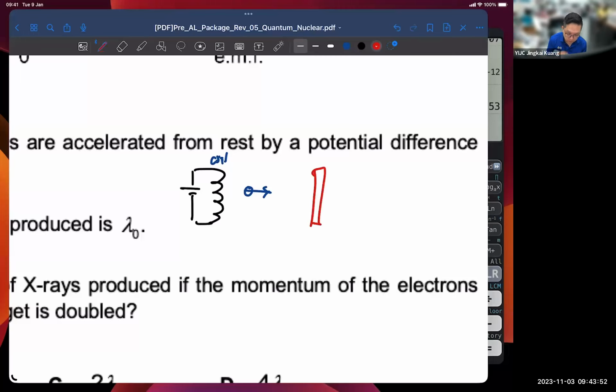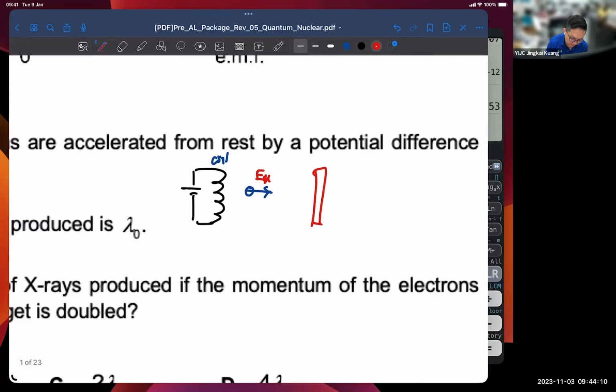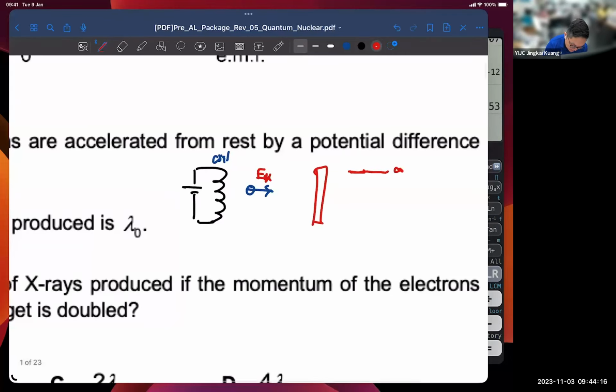When that happens, remember these electrons all have kinetic energy. This energy will be lost as it comes to the metal. You can lose it in a few ways. Within the material itself, the atoms inside your metal all have their own energy levels. So you have different energy levels, let's say this is E1 all the way to E3.